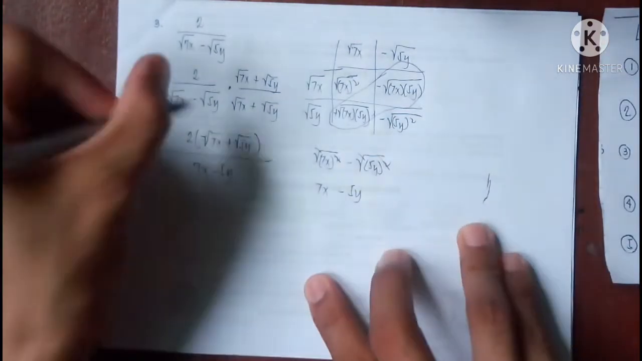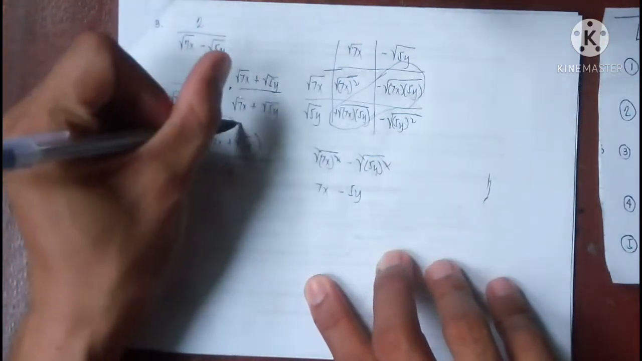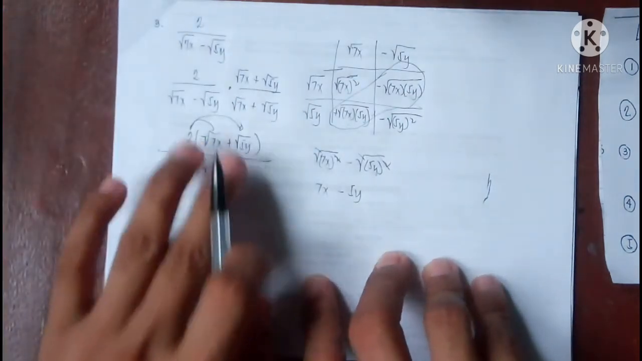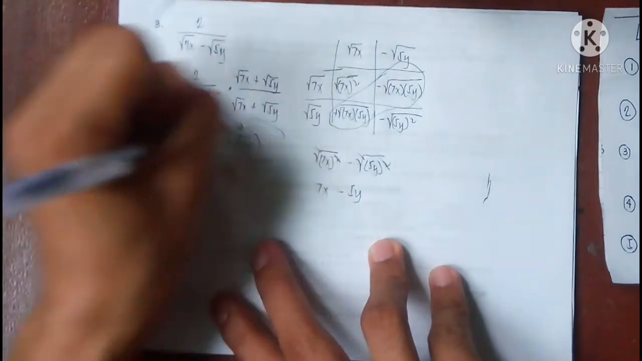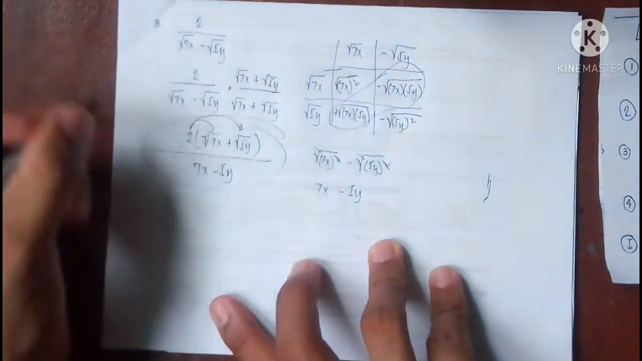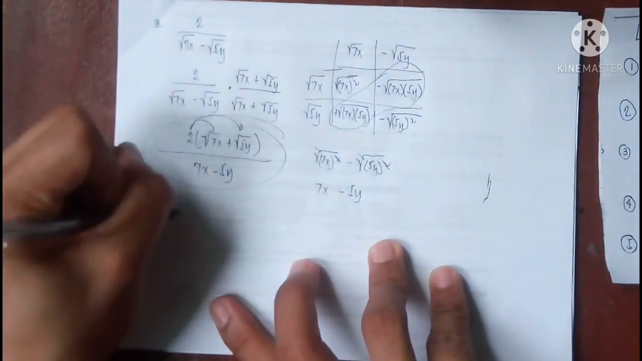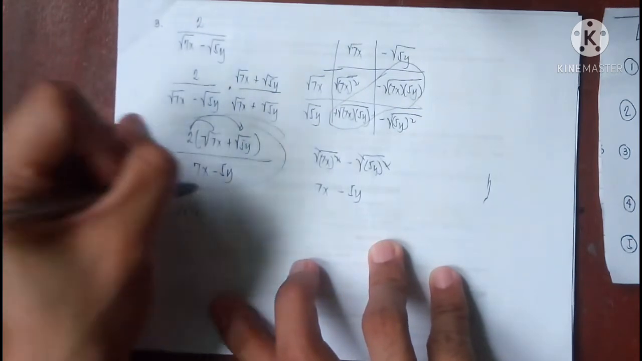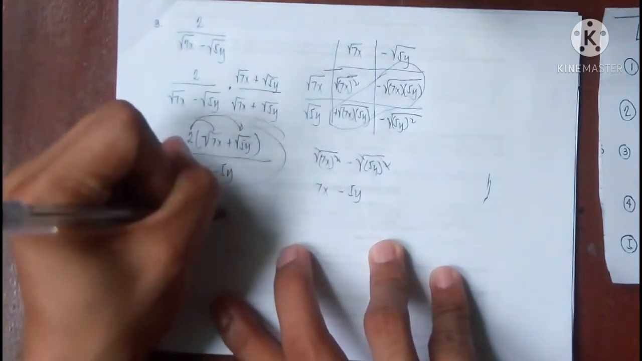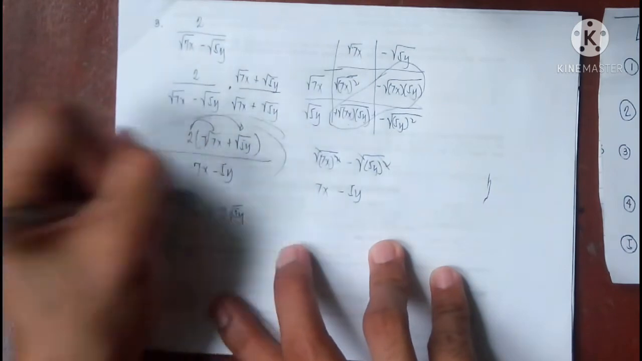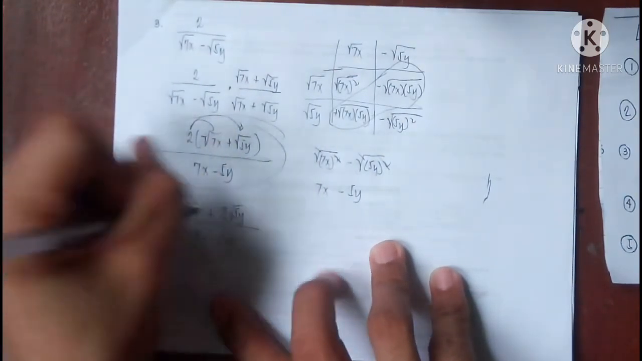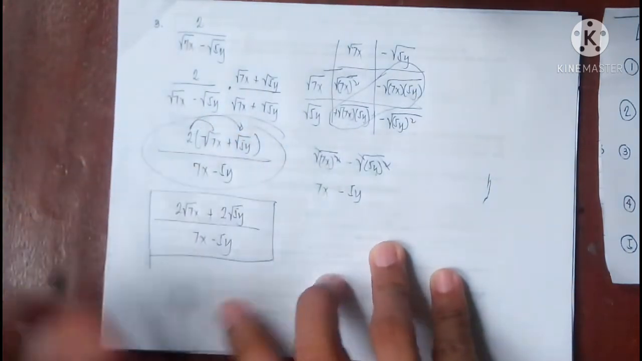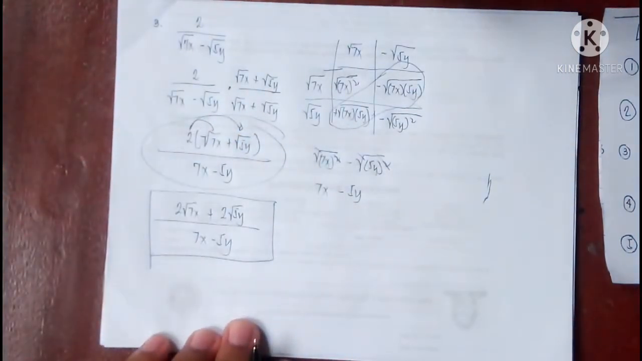Okay, next, dito, i-multiply na natin ito. Pero kung titignan natin, pwede na din naman siya, simplified na din naman siya. No? So, pwede na ito. Pwede rin naman na i-multiply natin yung 2. So, we will have 2 square root of 7x plus 2 square root of 5y all over 7x minus 5y. So, yan na ang sagot natin.